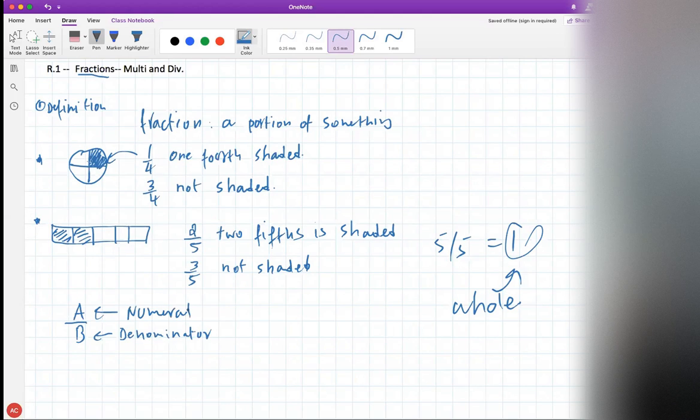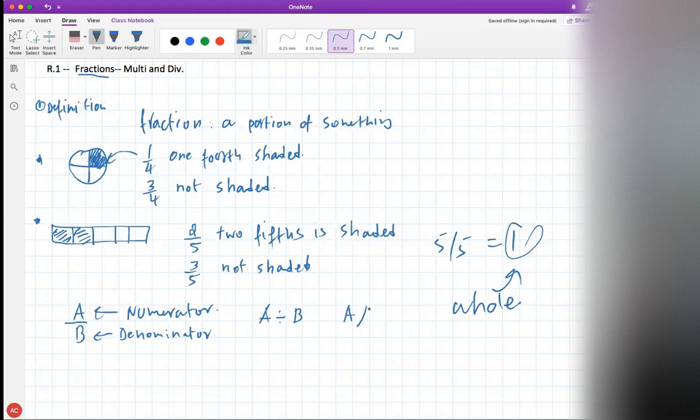Exactly, numerator. So each fraction has those two. A fraction is technically a division. If you see it from this point of view, it means something out of something, however many out of however many pieces. Or in other words, it's basically a division. When you say A out of B, it's the same as saying A over B.